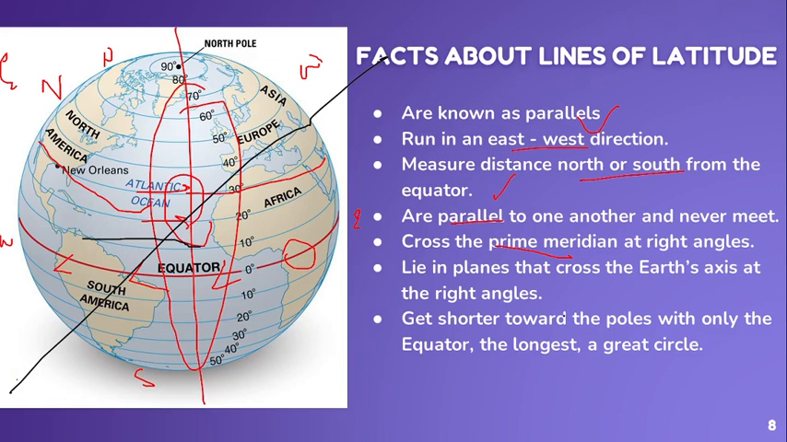Yeah, they actually cross our Earth's axis at right angles, and they get shorter towards the poles. When they come near the poles, the ring will be too small, but when they come to the equator, it will be so big. That's why the equator is called the longest great circle, or also they call it a ring. See, these are all rings of our circle, right? Okay, let's move on to our next slide.